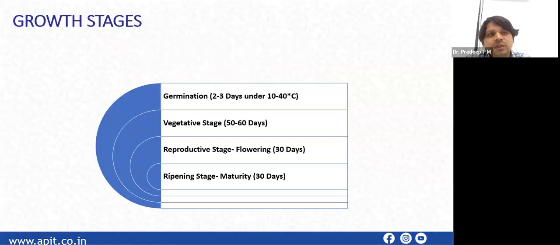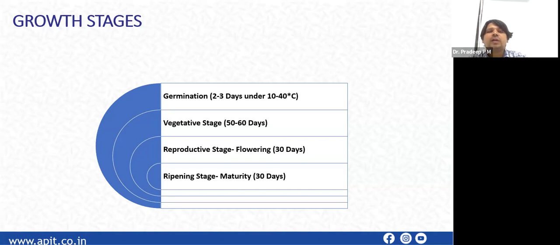So moving to the growth stages. So here you can see there are various stages. We classify them as the germination phase, that is around 2 to 3 days for the sprouts to come. And we have the vegetative phase, where there is maximum growth of the tillers. That means the leaves, and the maximum utilization of the nutrients and water for the crop to grow. That will range between 50 to 60 days.